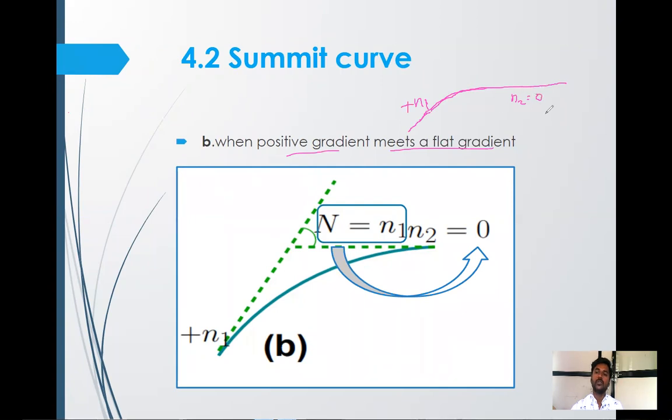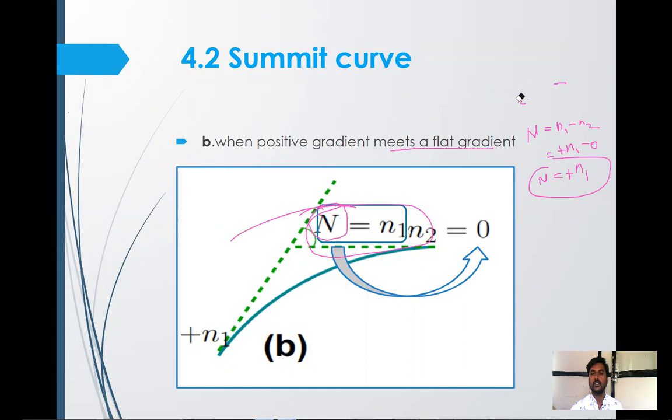Flat road means there is no gradient. So finally, what is the angle? This n is the deviation angle. As we know, n is the algebraic difference. Plus n minus 0 is equal to plus n only. So that will be our final deviation angle. Positive n1, like this we have to calculate. So what is the second case? The second case is when the positive gradient meets the flatter gradient.